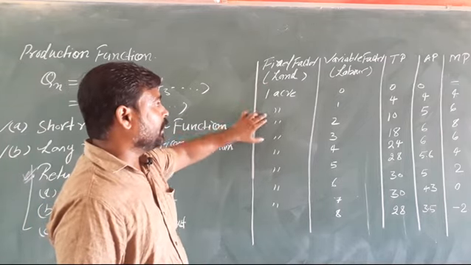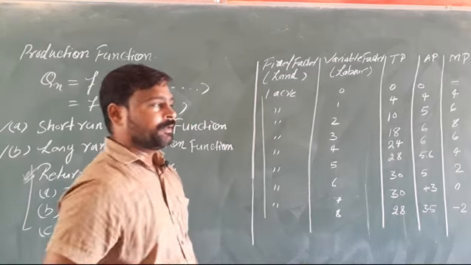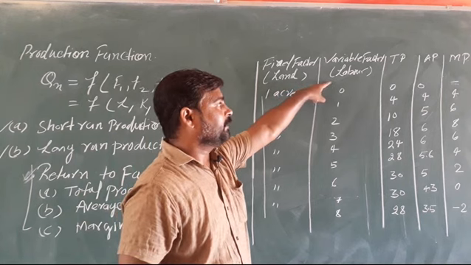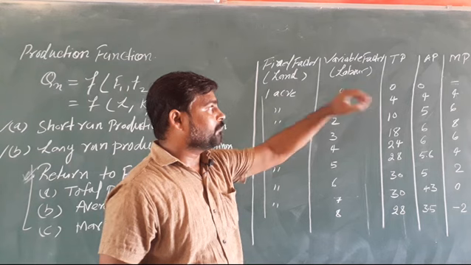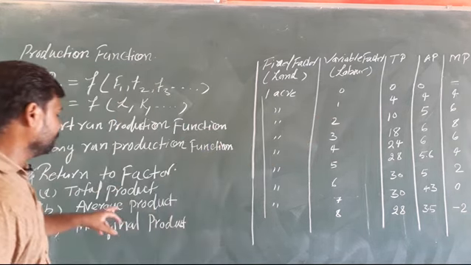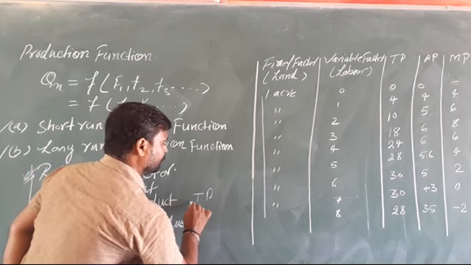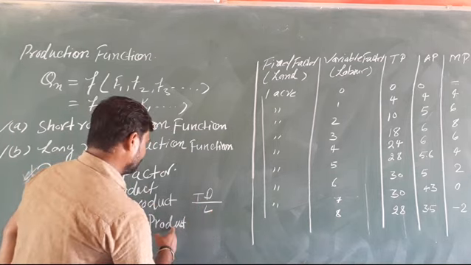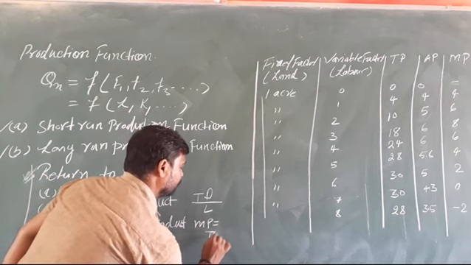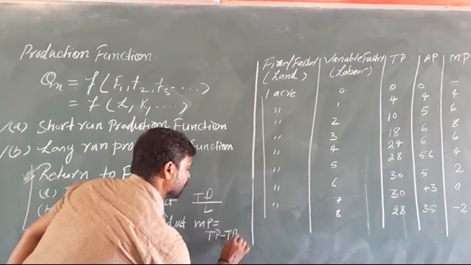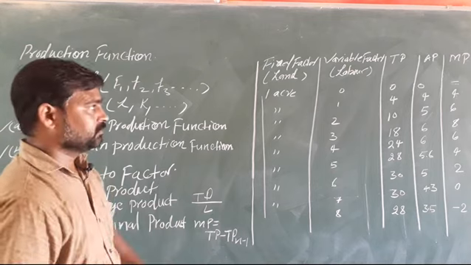In the fixed factor I have written land 1 crore, which is fixed at all times. As the variable factor I have taken 1 labor and we are increasing labor. Then total product, average product and marginal product. Average product is equal to total product TP divided by the variable factor labor. Marginal product MP is equal to total product TP at N minus total product at N minus 1, meaning present minus preceding.